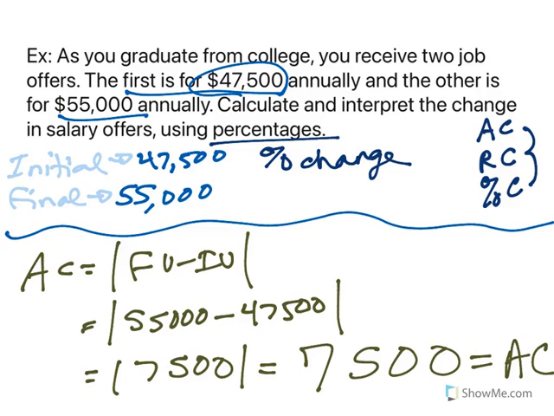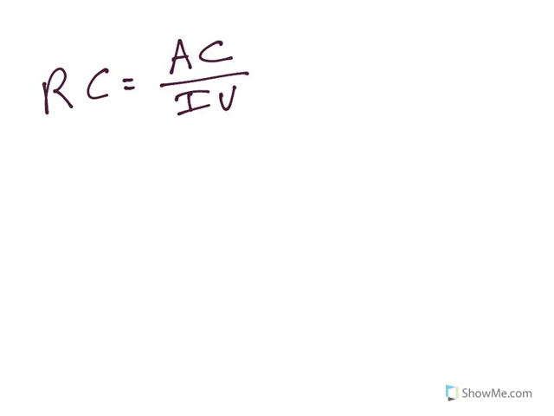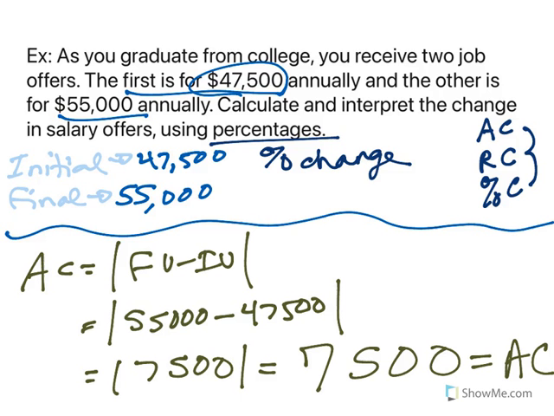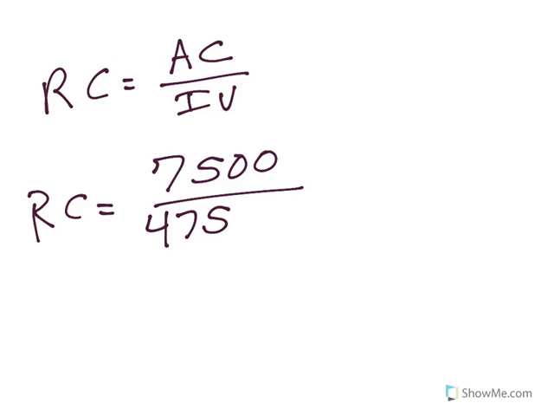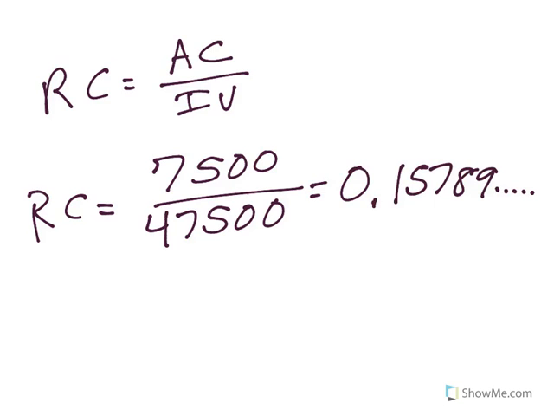Great. Now let's move on and find the relative change. So remember, relative change is the absolute change divided by the initial value. So I know my absolute change we just found to be 7,500. And if you forgot, my initial is 47,500. So I divide that by 47,500. Now this gives us a decimal of 0.15789... It goes on and on. Well, let's go ahead and just keep that for now. But now we can move on to our percent change.